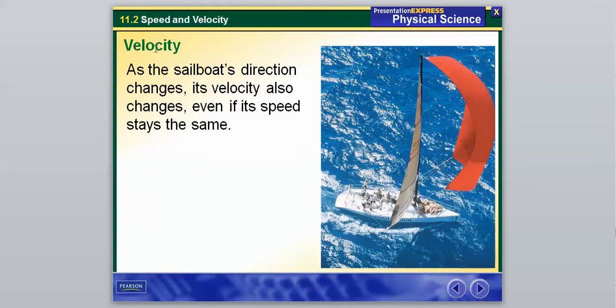And then another example: as a sailboat's direction changes, its velocity also changes, even if its speed stays the same. So if this sailboat is traveling at a constant 30 kilometers per hour north, then it shifts because they see a big rock face coming up, and now they're traveling 30 kilometers per hour to the west to avoid the rocks. Even though their speed stayed exactly the same, their velocity is different because you have to take into account direction when you talk about velocity.